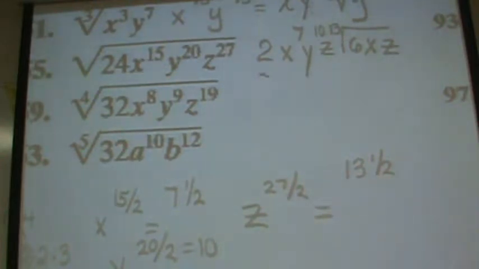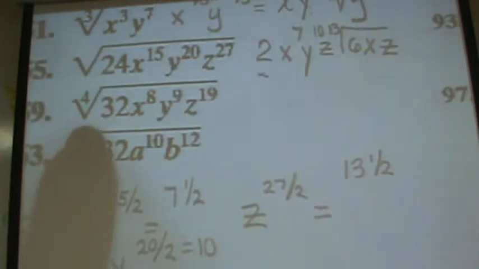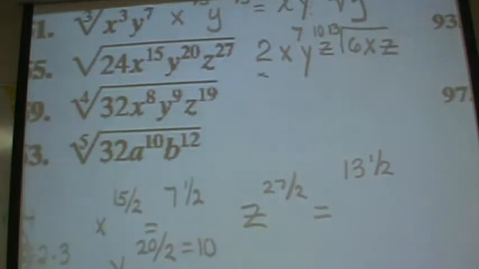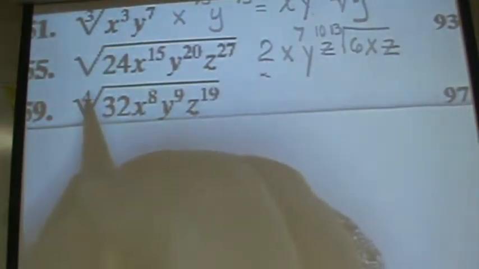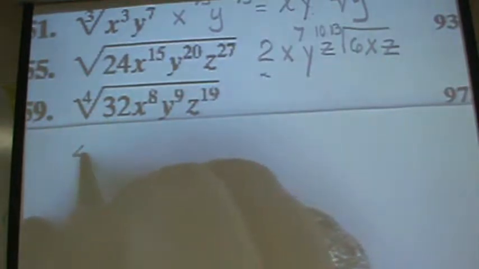Next, we've got 59. 59, we're looking for the 4th root. The 4th root says we are looking for 4 of a kind. I need 4 of the same number that's going to multiply to give you 32. So I'm going to use another piece of paper here because I'm running out of room. So I've got the 4th root of 32.